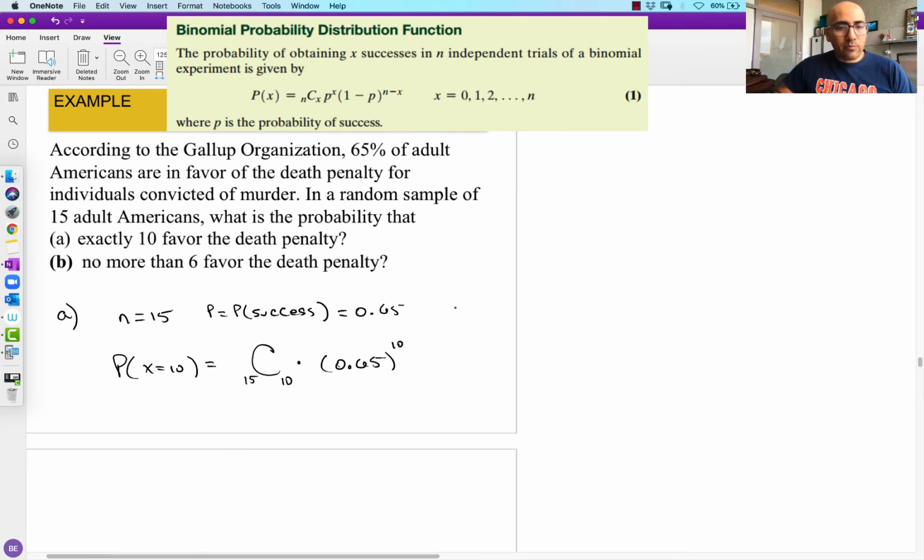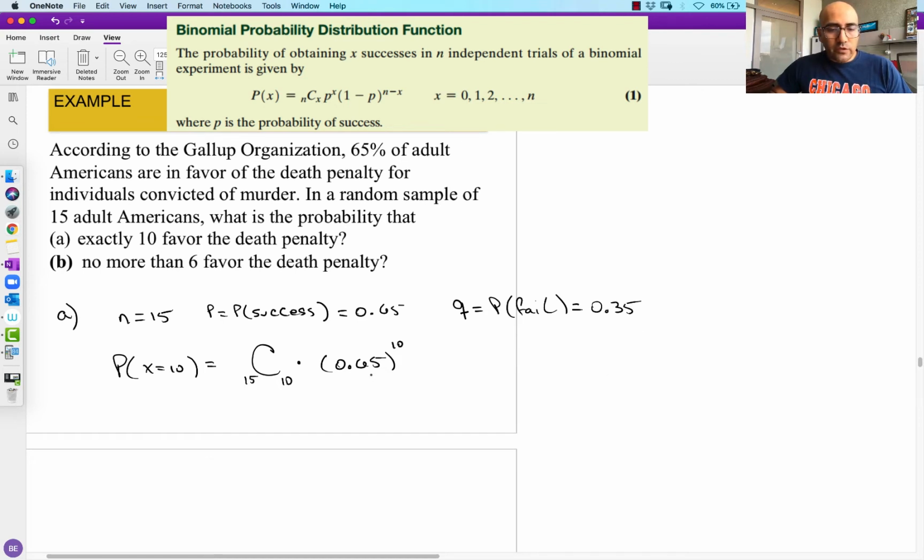And well, if the probability of success is 0.65, that means that the probability of failure, q, is equal to the probability of finding someone that doesn't support it, right? Remember again, success is not necessarily a good thing. It's just the thing we're counting, the thing we're looking for. And we're looking for individuals. We're counting how many individuals favor the death penalty. So the failure rate here is going to be its complement. They have to add up to 1, so that means that this has to be 0.35.